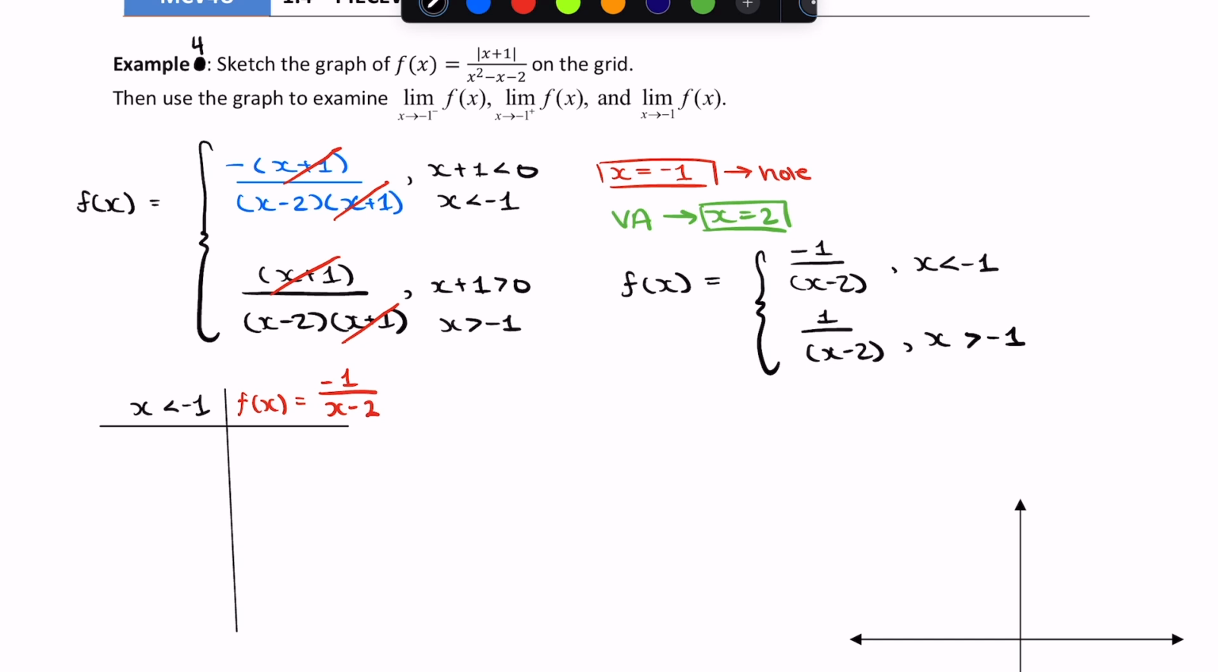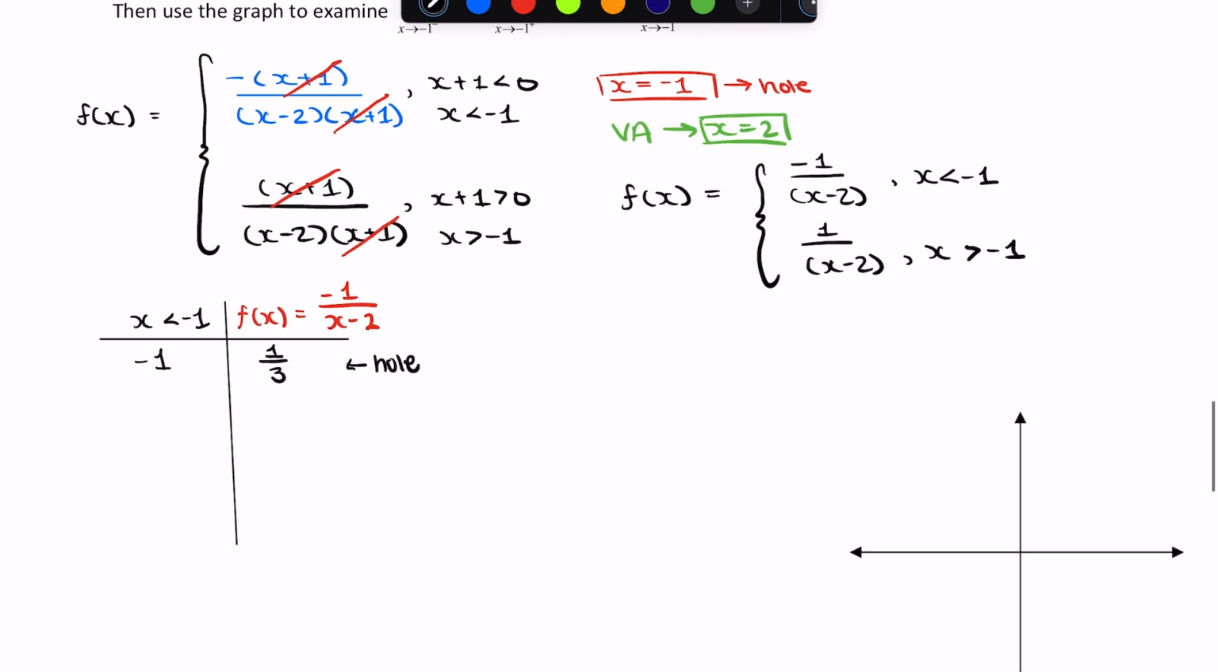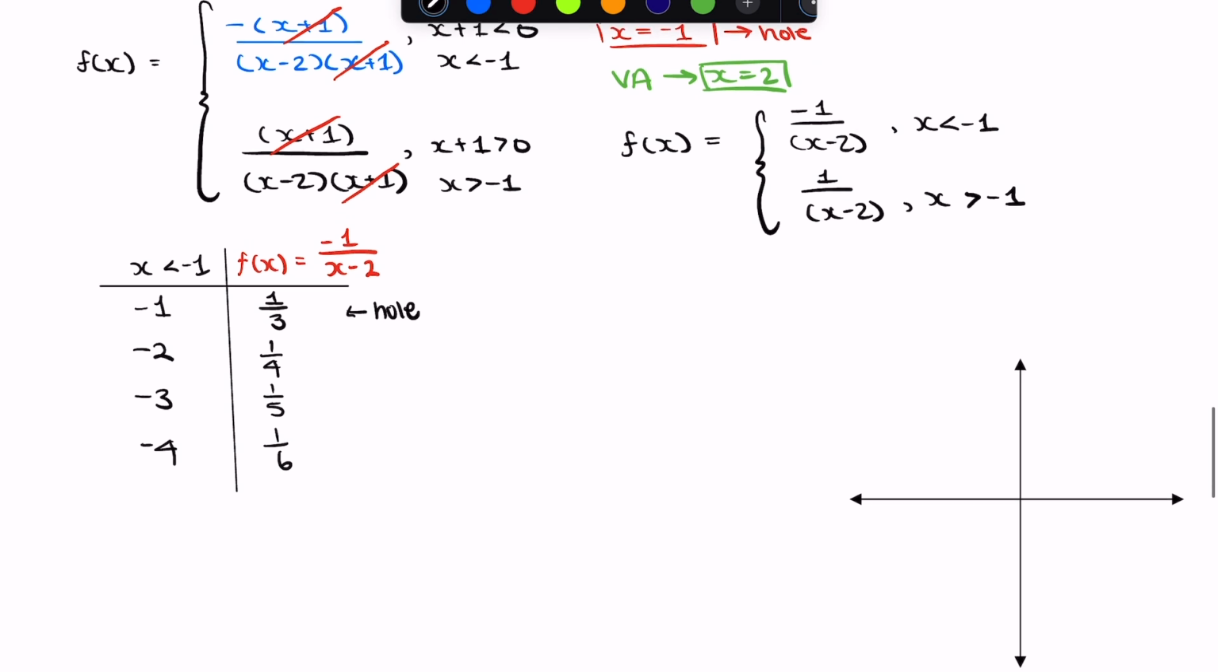we can start again here with -1. We start with -1. We see that that is going to be at 1 over 3, and that's where our hole is. So this is where the hole is, just so we remember to do it when we put in the graph. At -2, it'll be at 1 over 4. At -3, it'll be at 1 over 5. And at -4, it'll be at 1 over 6. Okay, so let's graph this first.